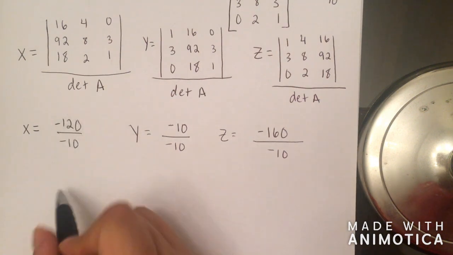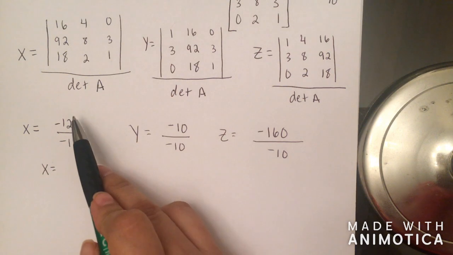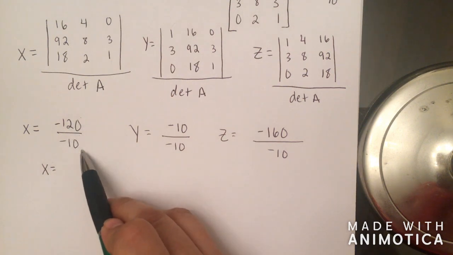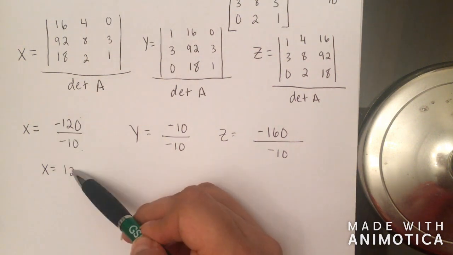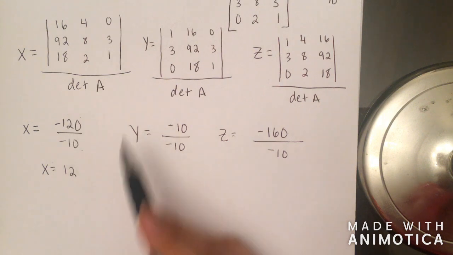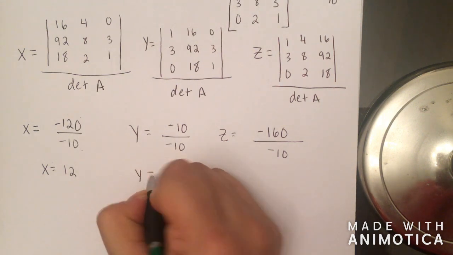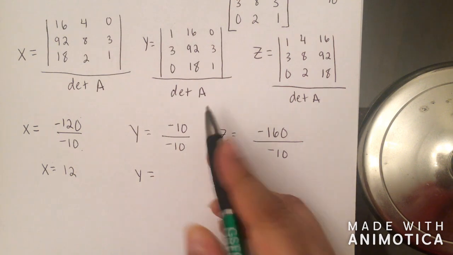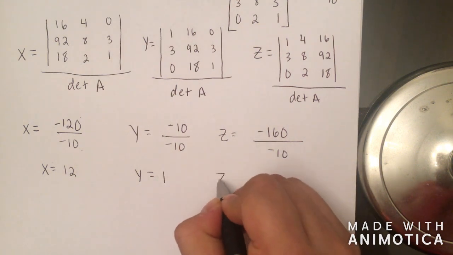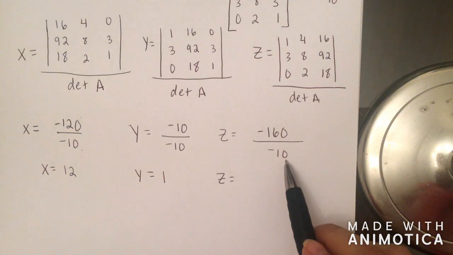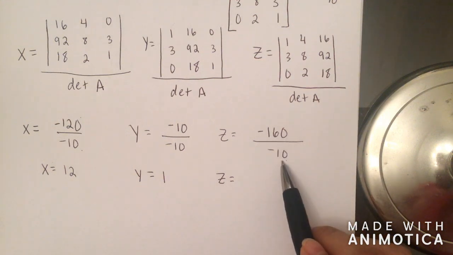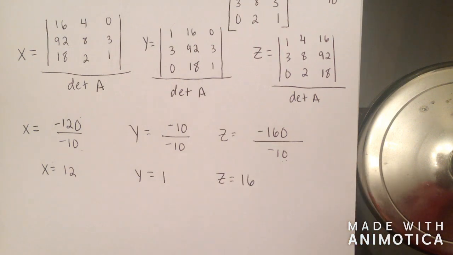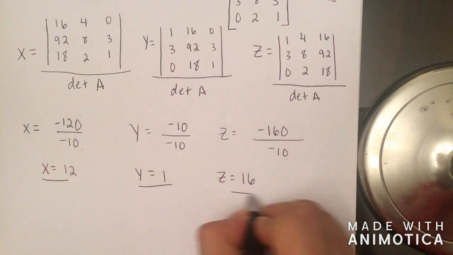So the last thing is I'm going to simplify. x equals negative 120 divided by negative 10. You can put that in the calculator, or we should know that that's a 12. The zeros cancel out. Negative divided by a negative is a positive. 12 divided by 1 is 2. y equals negative 10 divided by negative 10, which is a positive 1. And z equals negative 160 divided by negative 10, which is positive 16. So there are your answers.